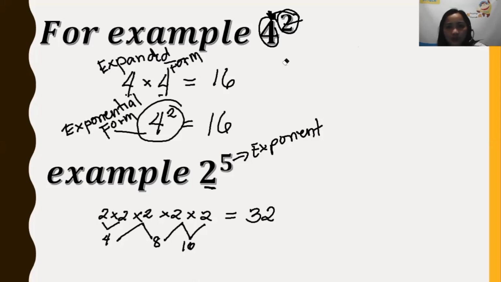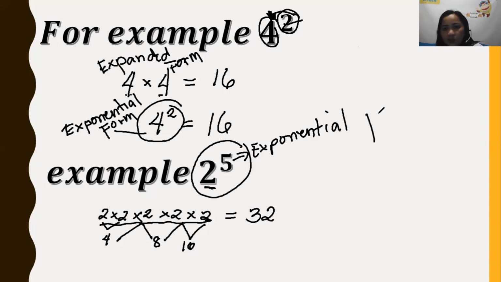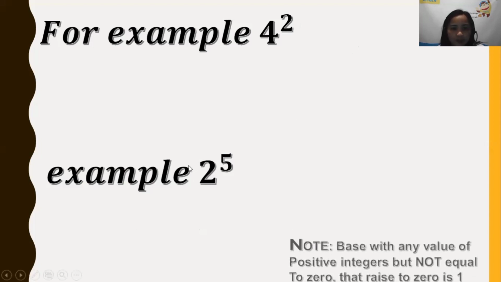So we have here the expanded notation. This is what we call the expanded notation, and this is the exponential form. So this is the answer for this example.